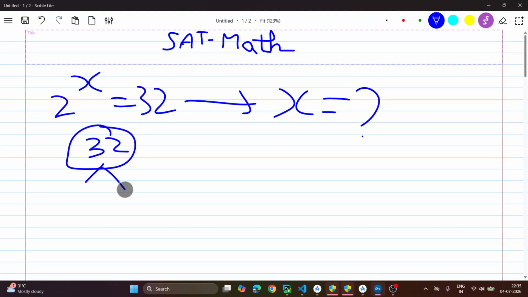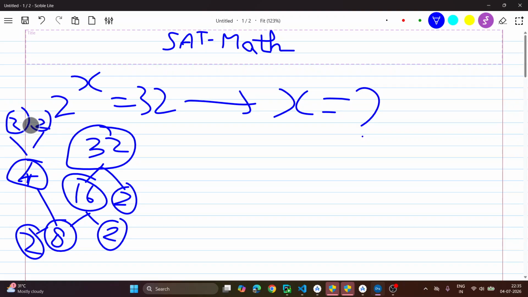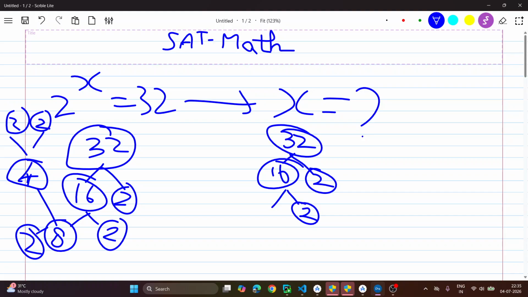So this is 32, this is 16 into 2, again 2, 8, 4 into 2, and then again 2 into 2. I think this is so messy, I'll just redo it. So 32, 16 into 2, and this is 8 into 2, and this is 4 into 2, and finally this is 2 into 2. So I guess now you can understand this.